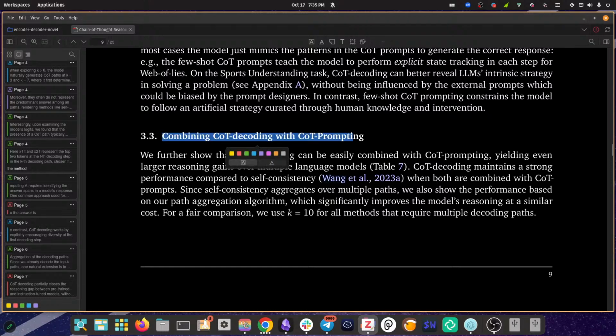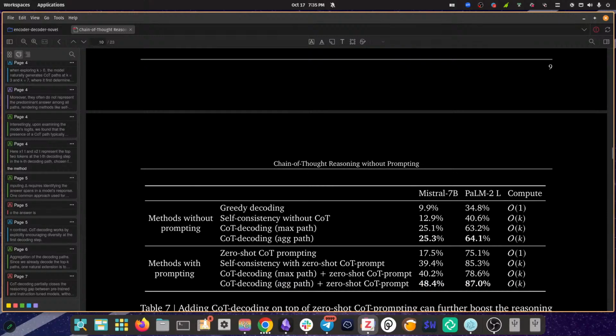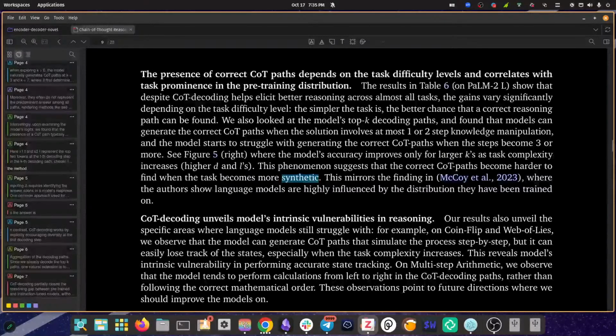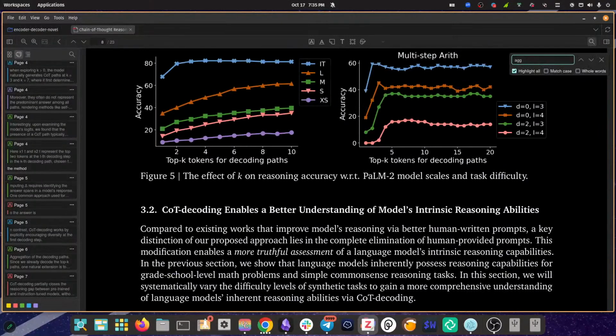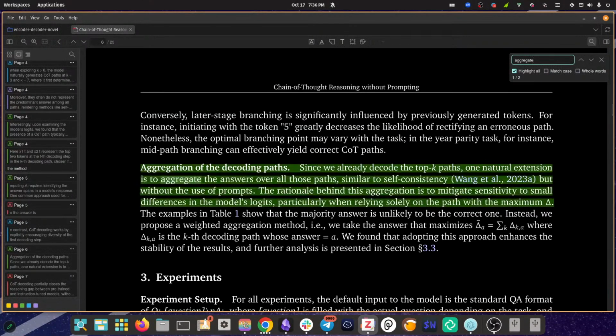And then we have the combining section. Easily combined, even larger reasoning gains over multiple language models. Let's take a look at table 7. I want to see this. Greedy, self-consistency without COT, COT decoding max path, COT decoding agg path. Did they mention exact? I feel like they mentioned that at some point, but I don't remember exactly what it is. Can I Control-F aggregated? Self-consistency aggregates. Okay, COT decoding is to aggregate those. So this is just another thing that we could do.